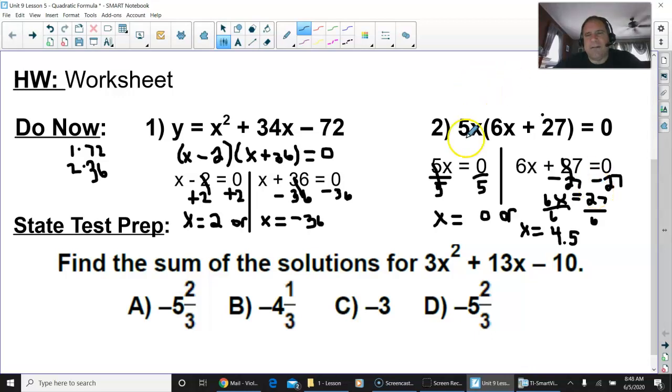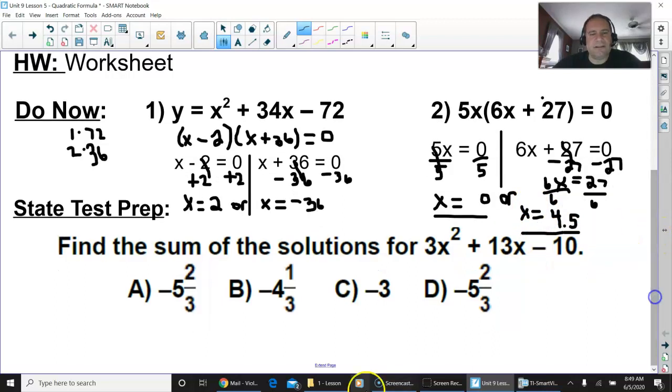Alright, so we have 5x equals 0 and you have 6x plus 27 equals 0. That's why I said it was easier. You know, this question was a little bit easier. You didn't really have to factor. You just have to split up into two equations, then solve: x equals 0 for this one root. And then you have 6x plus 27 equals 0. You subtract 27 on both sides, you divide by 6, and you do get x equals 4.5. That's the other root. All right, so two roots for that.